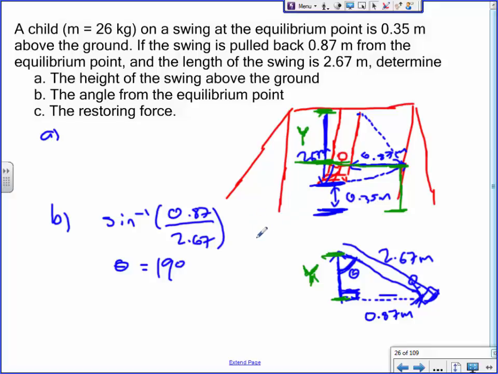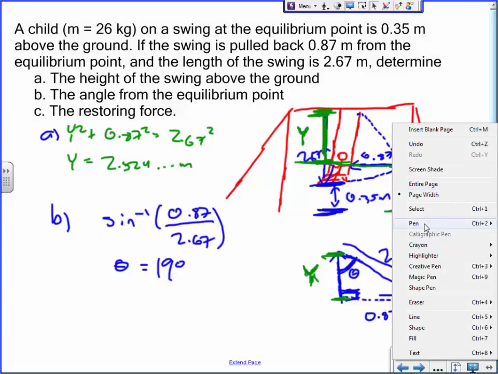So to solve for that, you could use cosine or something like that, but probably best just to use Pythagoras' theorem. So y squared plus 0.87 squared would be 2.67 squared, and solve for that y value. How much height there happens to be right here? I got 2.524. That so far? Okay, so I know this is going to be a bit of a mess here, but this y value right here, that's 2.524.